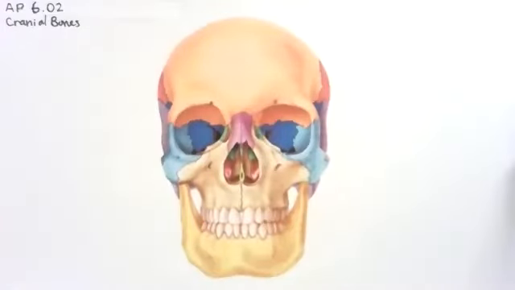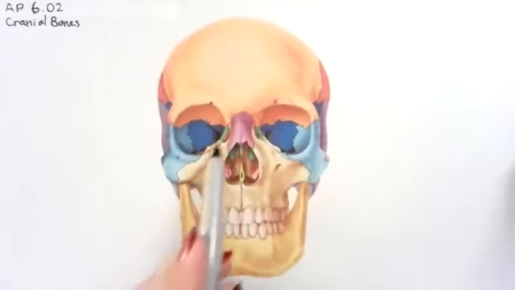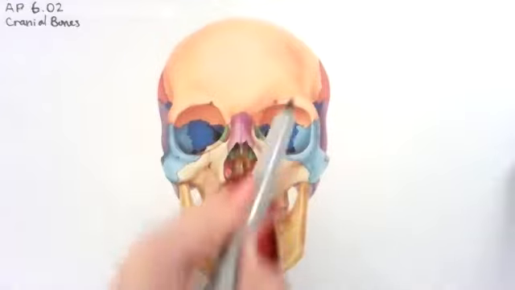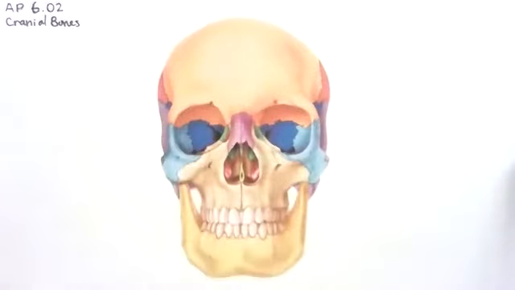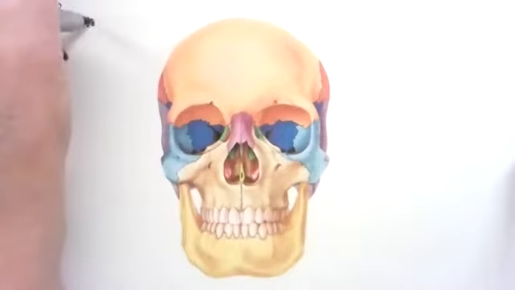Today we're going to talk about the cranial bones. We said the skull is divided into two divisions, cranial bones and facial bones. So the facial bones are what you think of as making up your face. The cranial bones make up the top of the head. There are 8 of them.